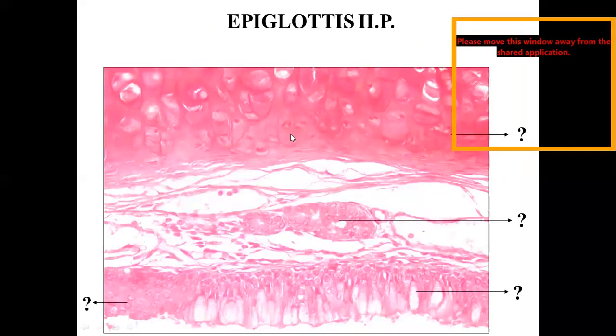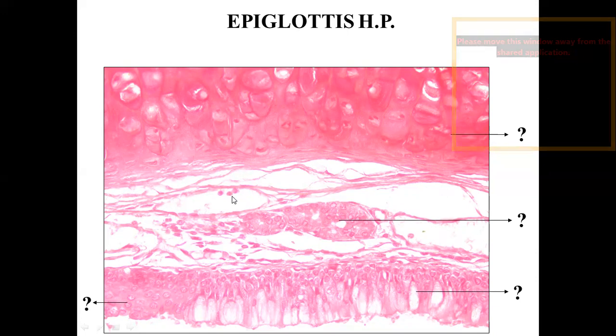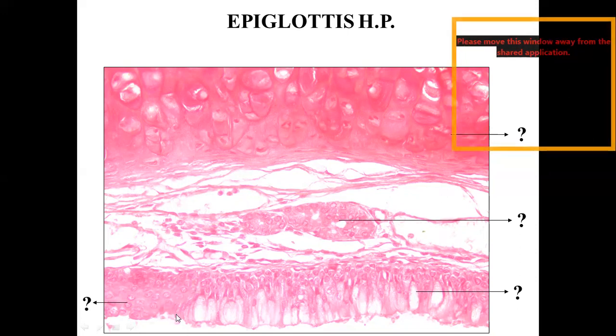So identify the structures. This is a cartilage. You can make out the chondrocytes. These are seromucous glands, serous acini you can make out. You know the structure of serous acini. Then this is an epithelium. You can see this is a goblet cell. This is one side, stratified squamous non-keratinized epithelium. This is pseudostratified ciliated columnar epithelium with the goblet cell.